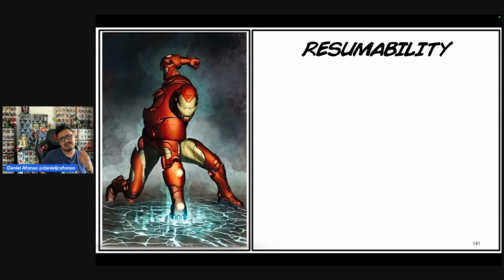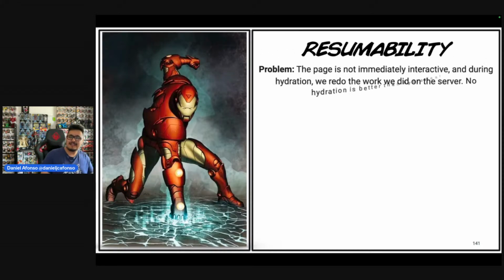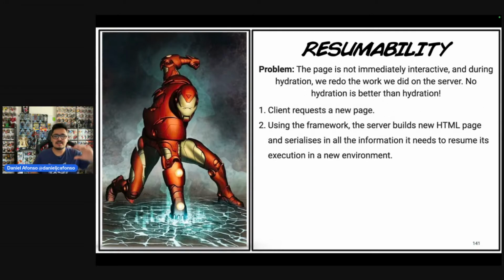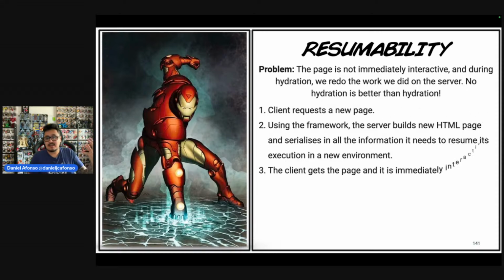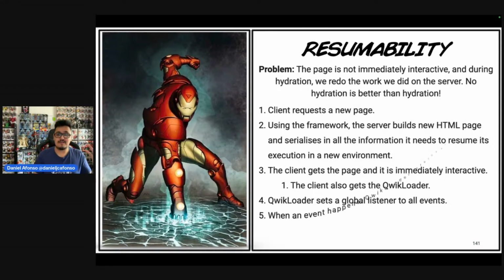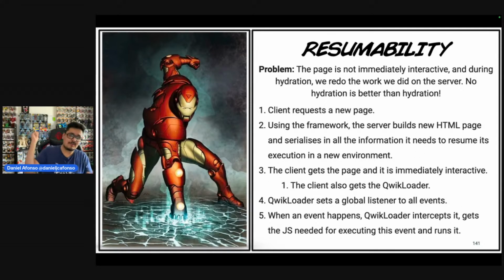We did that in under 7 minutes. I'm proud of myself. So let's recap what happened here. Resumability is there to solve the problem that is hydration. What happens is, once a client requests a new page, the server builds HTML, serializes the information needed to run it in a new environment, and once the client gets the page, because of this, the page is immediately interactive. Because of this, and also because of the quick loader. Once the quick loader sets this global listener to all the events, once an event happens, the quick loader intercepts it, gets the JavaScript needed for executing this, and runs it.